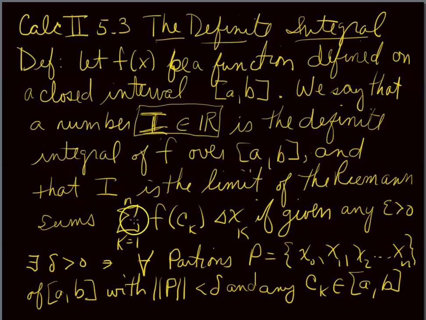And I is the limit of the Riemann sums, this sum, if we take the limit as the norm of the partition goes to 0, the limit of this product, it's the same as that I, if given any epsilon greater than 0, there exists a delta greater than 0 such that for all the partitions and any c. So if you've written all that down, this leads to the nice part.